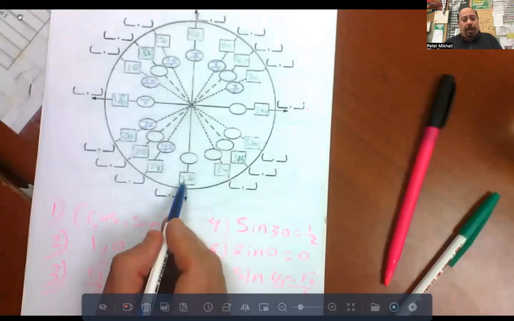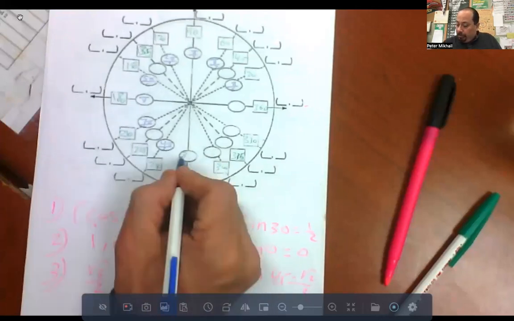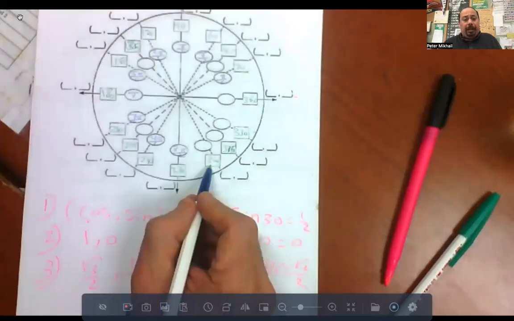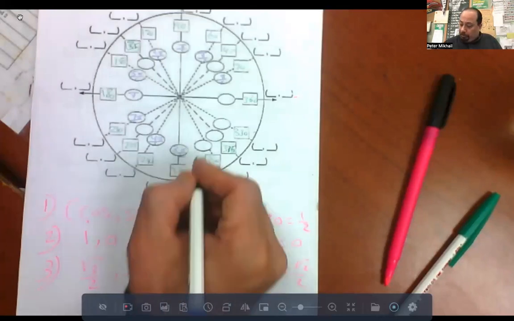270 divided by 3 gives you 9. 9 over 6 is 3 over 2, so 3 pi over 2. 300: 30 divided by 3 gives you 10. That's 10 over 6, which is 5 over 3, so 5 pi over 3.